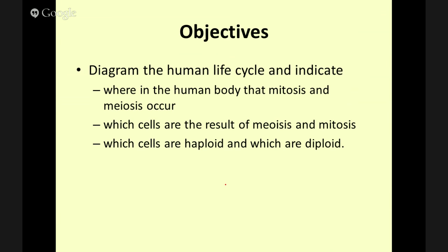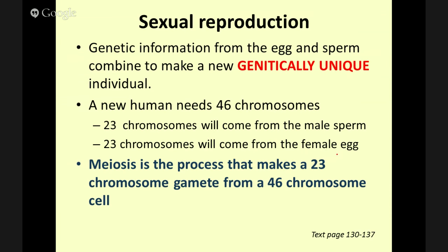In this video, we're going to start learning about the differences between mitosis, which we learned about earlier, and meiosis. Then we're going to see which cells are made by the process of meiosis. And then we're going to talk about what the words haploid and diploid mean. I mentioned that a human has 46 chromosomes. So this is their diploid number of chromosomes.